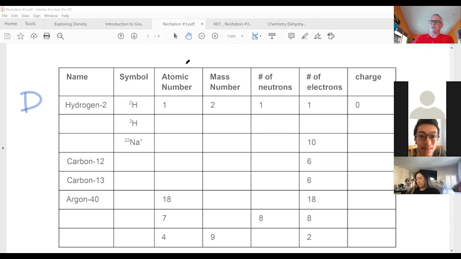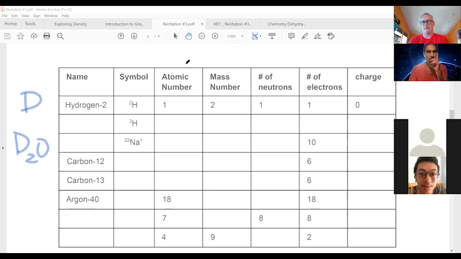And when deuterium makes water with oxygen, we also call it D2O. Anyone know what D2O is also known as? You've heard of it. What is D2O also known as? H2O? H2O is regular water, and D2O is deuterium oxide.